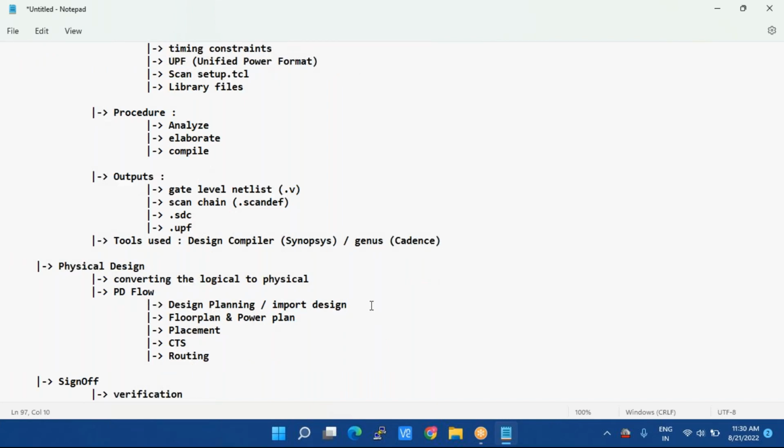In the PD flow, the first step uses all the outputs of the synthesis stage. All the outputs of the synthesis stage will be passed as input to the PD stage.